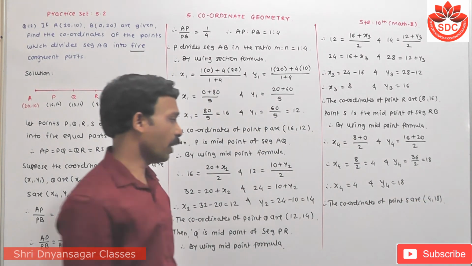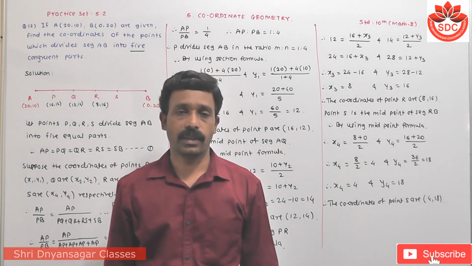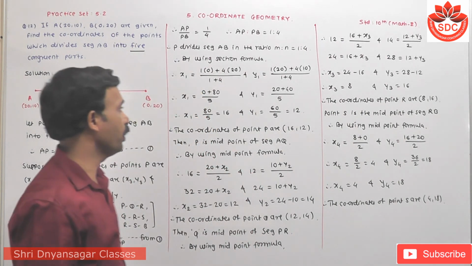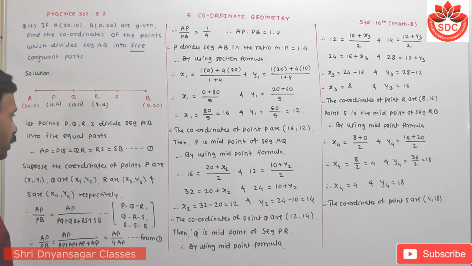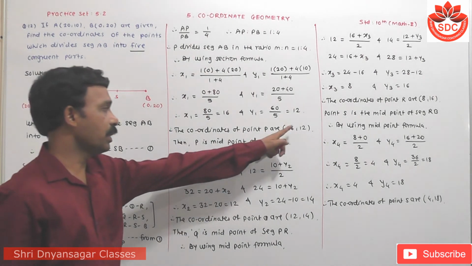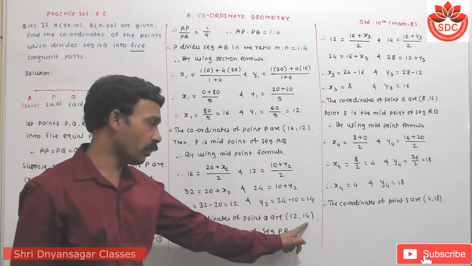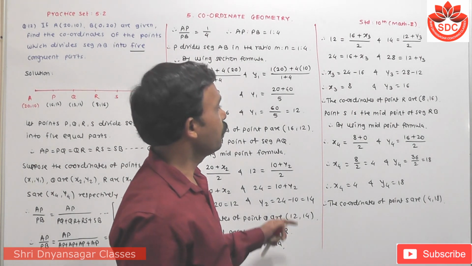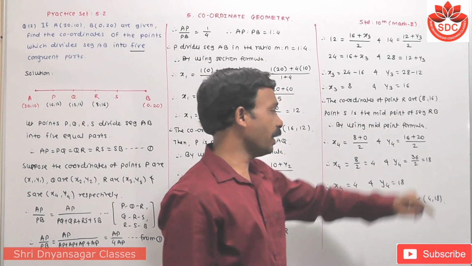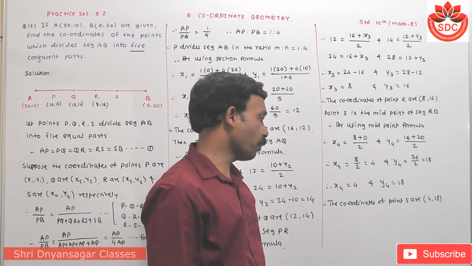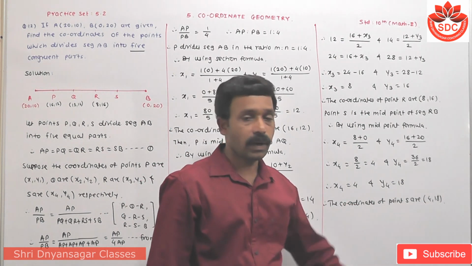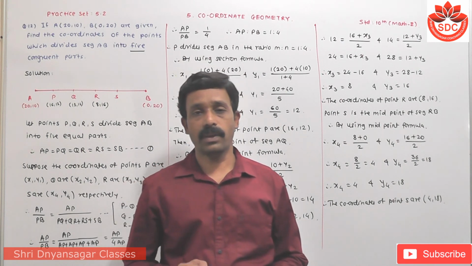Now student, you have to write the answer in a full sentence. Therefore, the coordinate of point P is 16, 12. The coordinate of point Q is 12, 14. The coordinate of point R is 8 and 16, and the coordinates of point S are 4 and 80. Okay, thank you very much.